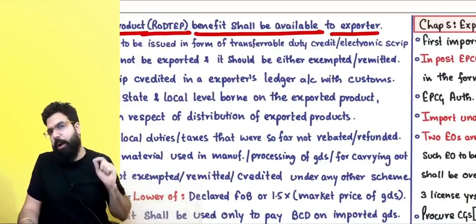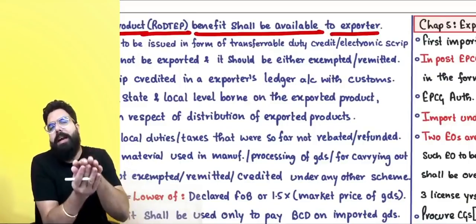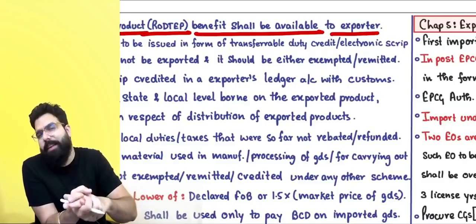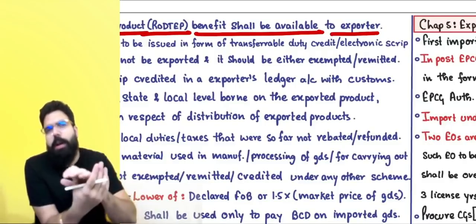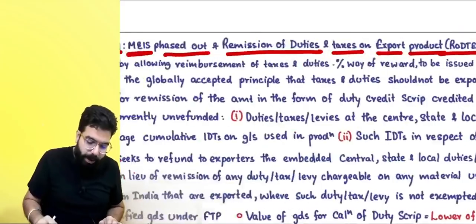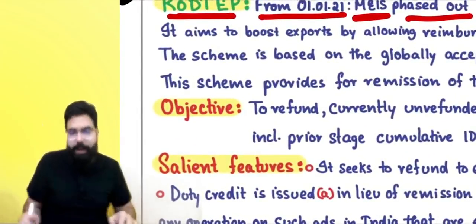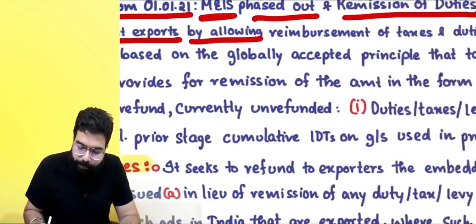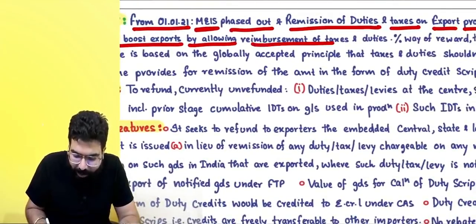This benefit has now been made available. They are telling when you export, earlier the MEIS scheme was there. Now they have gone ahead and introduced RODTEP. Everyone, what is RODTEP? It aims to boost export by allowing reimbursement of taxes and duties.